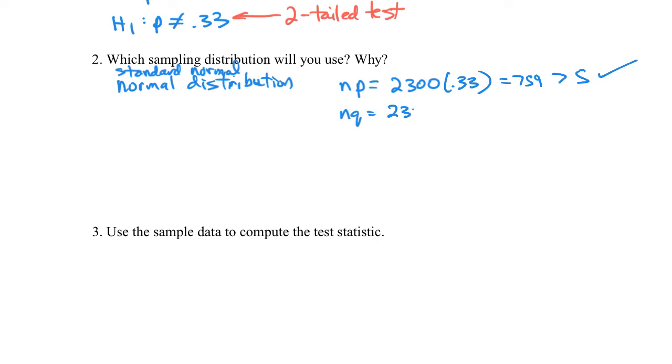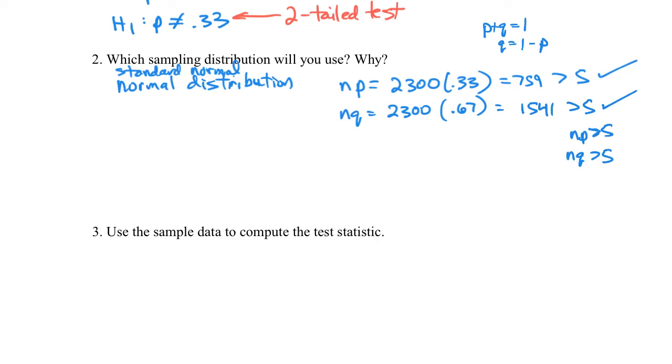n times q, n again is 2,300. Well, if p is 0.33, q is 0.67. Right? Because remember, p plus q has to equal 1. So whatever p is, q is 1 minus that. That's just from p plus q equals 1, which means that q equals 1 minus p. And if we multiply these two together, we're definitely going to get a number bigger than 5. So that checks. So remember, what we're checking is np greater than 5 and nq greater than 5.